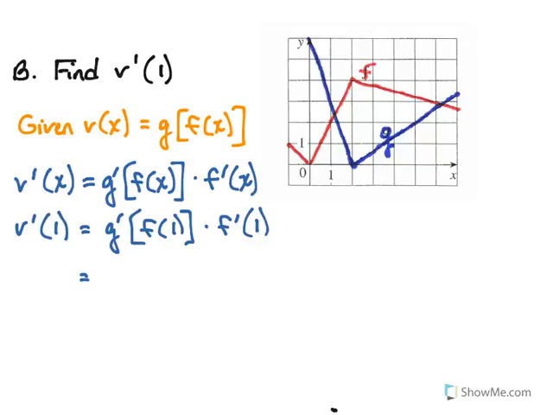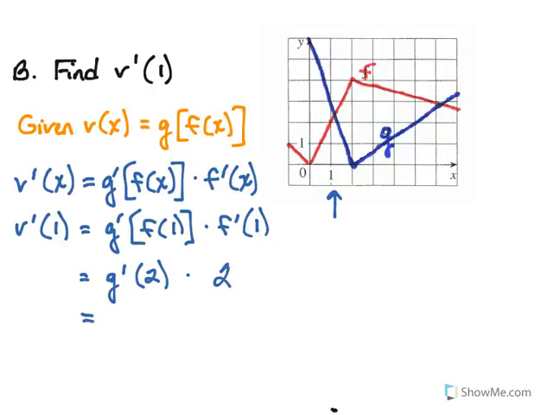We need the function value of f at 1, which looks to be 2. So far we're looking at g prime of 2. Now we need f prime of 1. So that means right here where 1 is, on the f graph we need the slope there. So you could count up and over. It ends up being up 2 over 1. So the derivative there is 2.